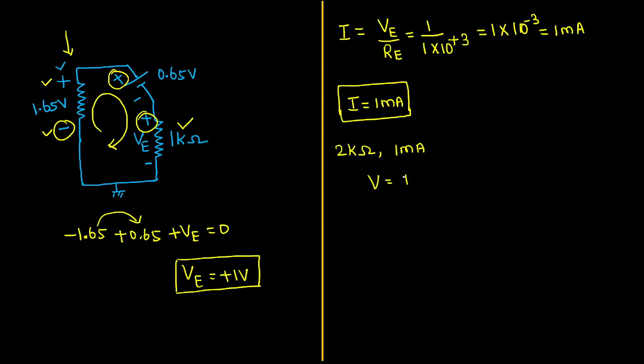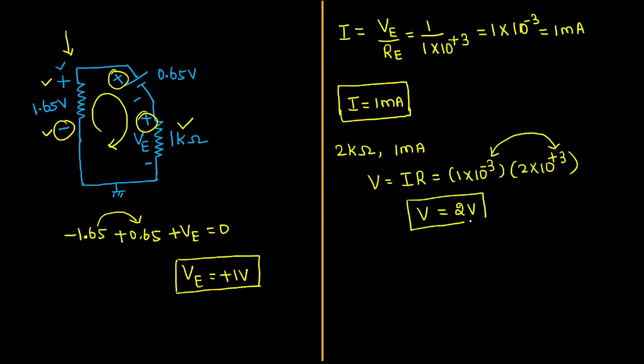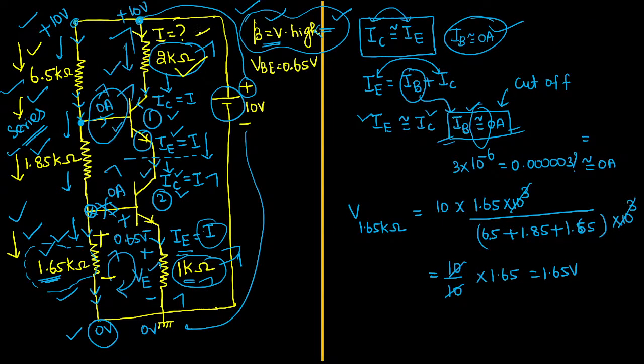So V is equal to, according to Ohm's law, I into R. Since the value of current flowing through the resistor is 1 milliampere and the value of the resistor is 2 kilo ohm, which means 2 into 10 power 3, now 10 power minus 3 and 10 power plus 3 will give you 1. 1 into 2 will give you 2. So the voltage drop across the collector resistor RC is 2 volts. That is the topmost layer here. So here we have the 2 volts.